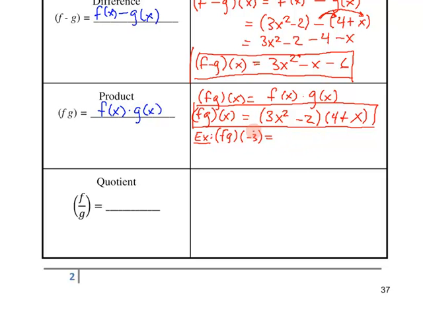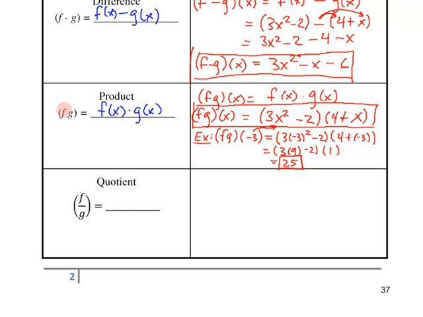Well, that means to take the negative 3 and stick it into this formula. That is, you're going to take 3 times a negative 3 squared minus 2 and 4 plus a negative 3. Right? Because fg of a number means plug that number in for x, which you would then simplify. You would have here 3 times 9 minus 2, and 4 plus a negative 3 is 1. So 3 times 9 is 27, minus 2 is 25, times 1 is 25. So that's the output from the product function.